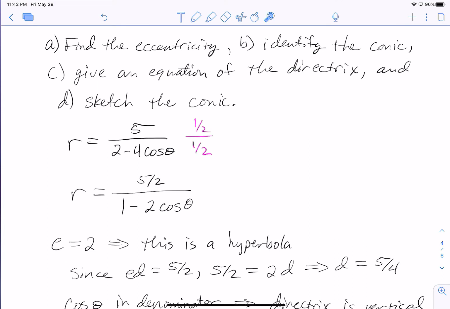Well, I've taken this as far as I asked you to get it. Because we had a leading coefficient in the denominator of 2, I divided numerator and denominator by 2. We get r equals 5 halves divided by 1 minus 2 times the cosine of theta. Since e is 2, we know that we have a hyperbola. In the numerator, we have 5 halves, that's ed. Since 5 halves is equal to ed and e is equal to 2, by dividing by 2, we get that d is 5/4.